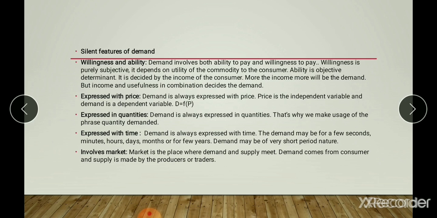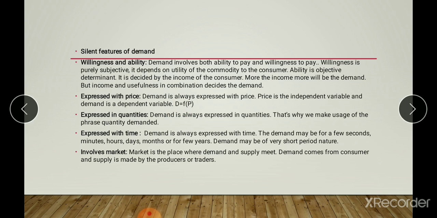Determinant: it is decided by the income of a consumer. If the income is more, more will be demanded by the consumer, right? If the consumer has more income, he demands more. If the consumer's income is less, his demand is also less. Next, demand is expressed with the price. Demand is always expressed with the price. In the demand schedule, the column showing the price comes first, and the demand follows, right? The price is the independent variable and the demand is the dependent variable. As you see in the following, D is equal to F of P. So price is an independent variable and demand is a dependent variable. Demand depends on the price.